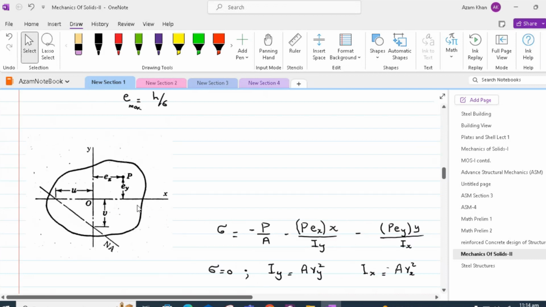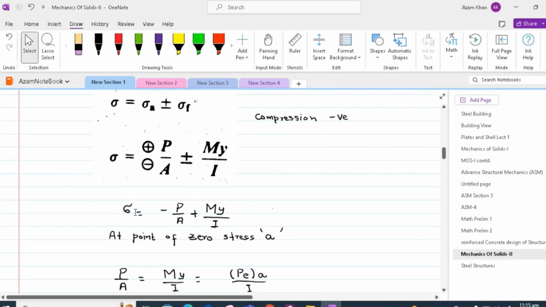In this general case, we have the compressive stress whose contribution is shown in our combined stress equation. Then we have the moment about the x-axis, or in other words, the flexure stress about the x-axis, whose contribution is shown by the second term. And we have finally the contribution of the flexure stress about the y-axis captured by the third term.